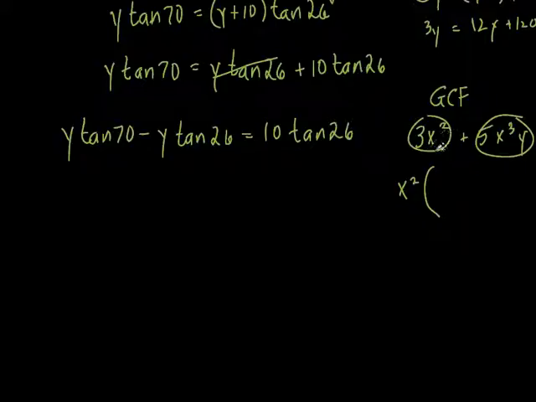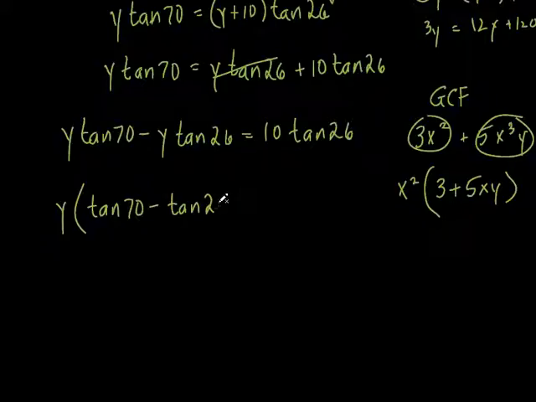So you factor out an x squared, what are you left with? You're dividing this by this, so you get a 3 plus 5. Right. So you did do this, okay? This is the same kind of deal. So look, I got a y in common here and a y in common here. If I factor out a y, what are you left with? That's right, the tangent of 70 minus the tangent of 26. Now you can't just go 70 minus 26.